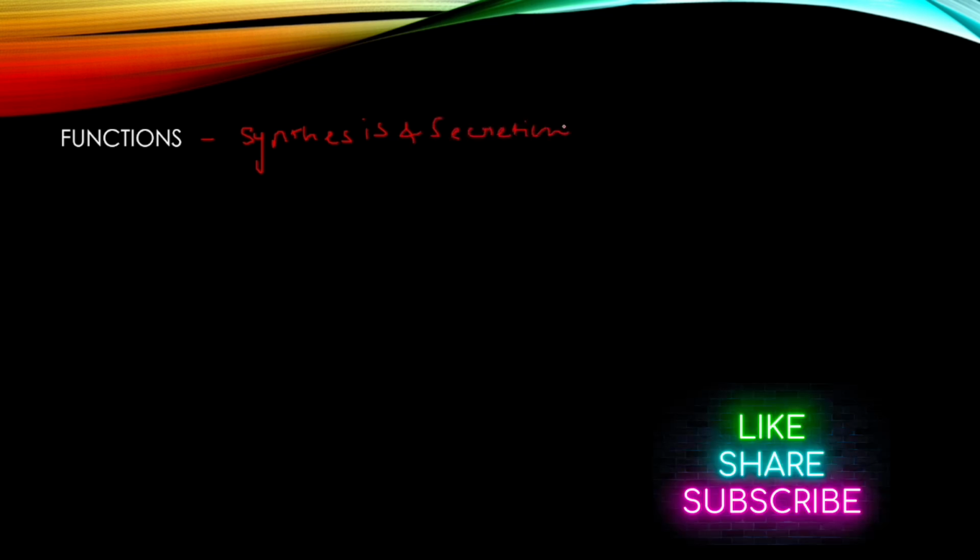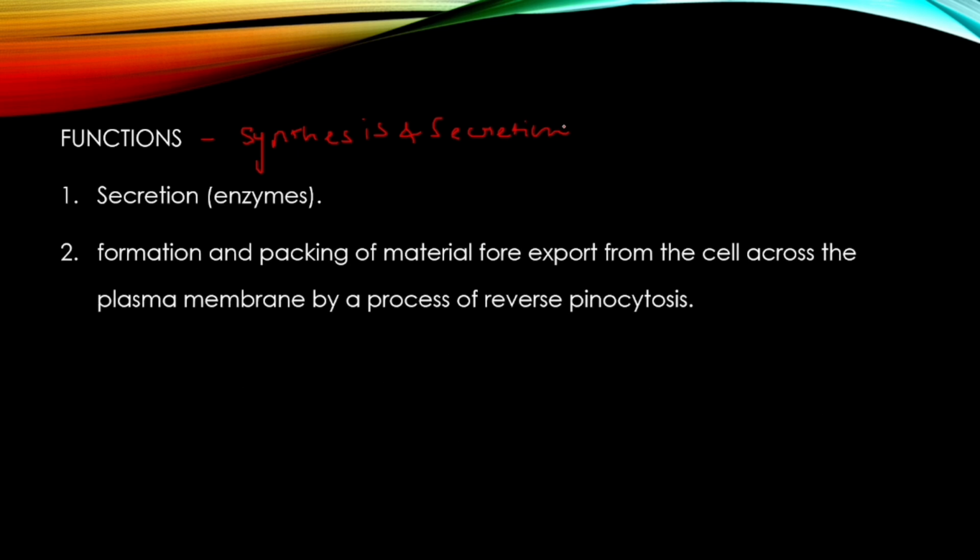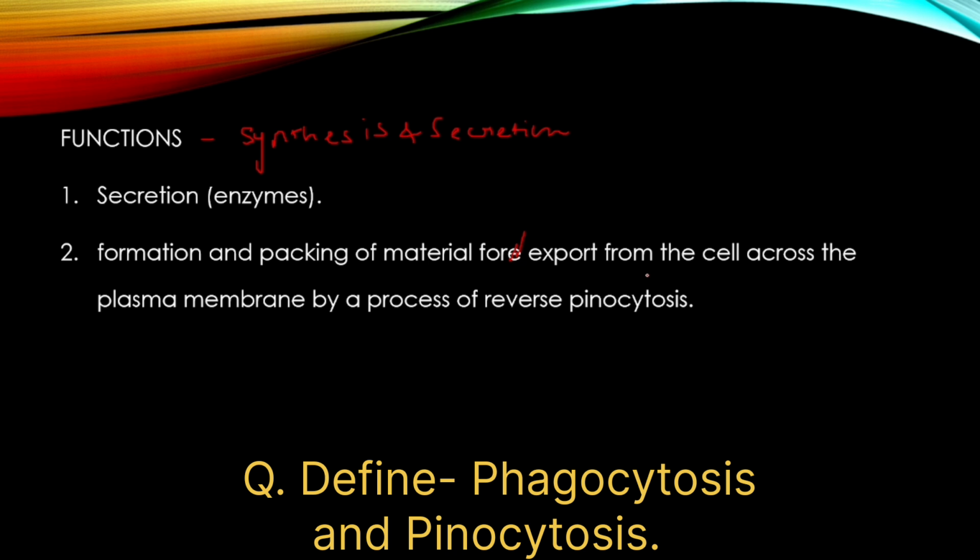Moving to the next, let us talk about the functions of Golgi apparatus. In exams, if the function of Golgi apparatus is asked, you need to write synthesis and secretion of enzymes and hormones. This will give you full marks. Going into detail of the function, secretion of enzymes and formation and packing of material for export from the cell across the plasma membrane by the process of reverse pinocytosis. Now, question for your children, what is phagocytosis and what is pinocytosis? Answer in the comment section.